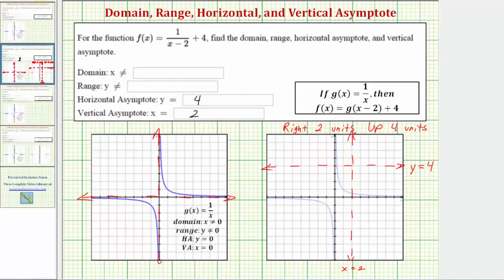Now let's graph f of x. This part of the graph, if it's shifted right 2 units and up 4 units, would have a point here. Then the graph would approach the vertical and horizontal asymptotes. And this piece of the graph would have a point here, and again approach the horizontal and vertical asymptotes.